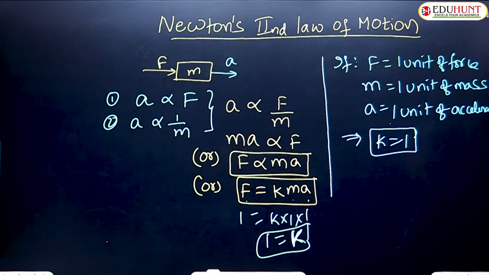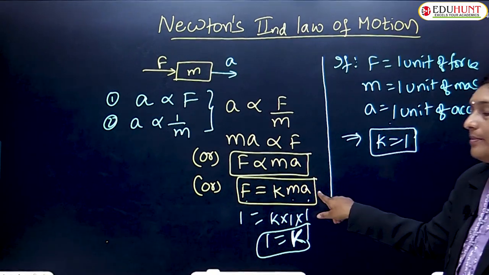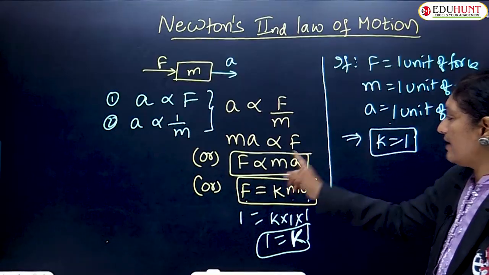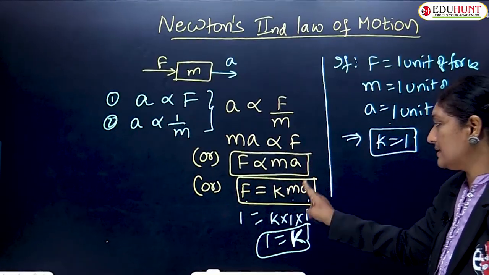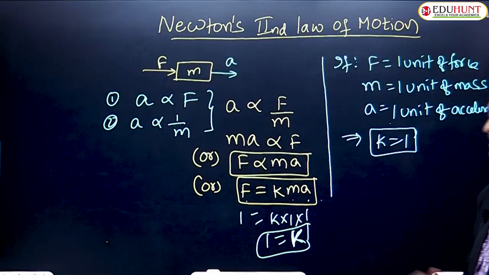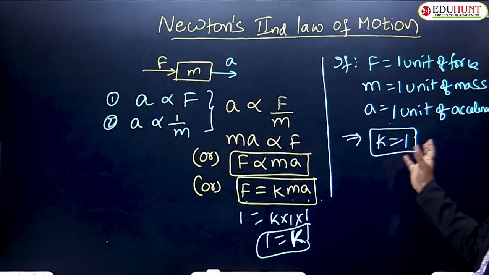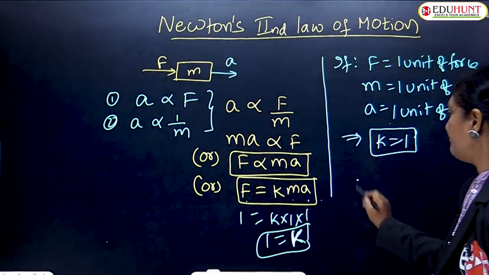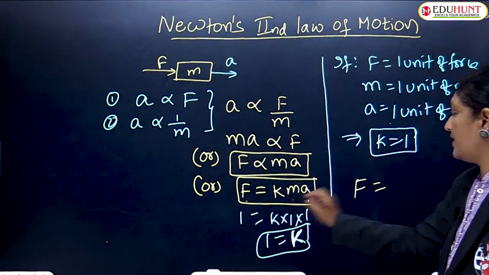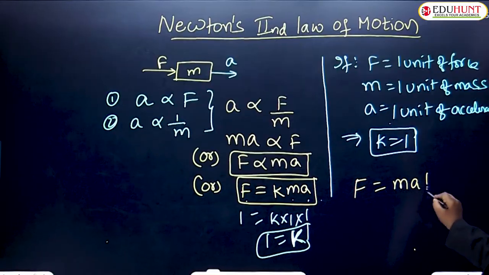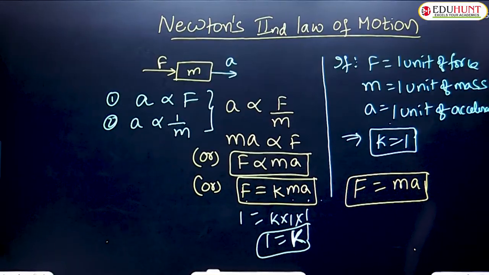I hope you understood, children. So as we know the formula F equals k into ma, then if F is considered as 1 unit, m is considered as 1 unit and a is considered as 1 unit, clearly k must be 1. After substituting in the above formula, we have F can be written as, instead of k, I considered it as 1. So 1 into ma, that is nothing but F equals ma.